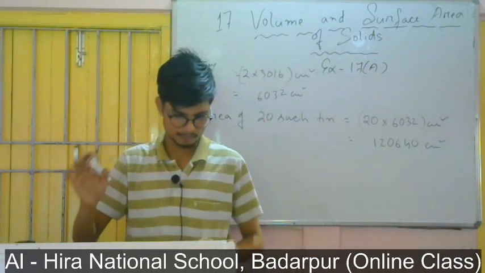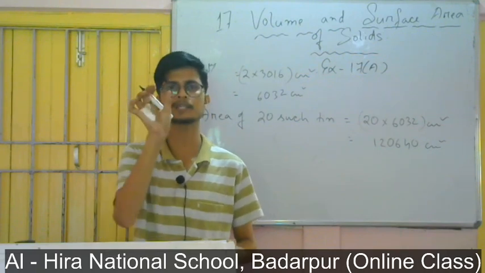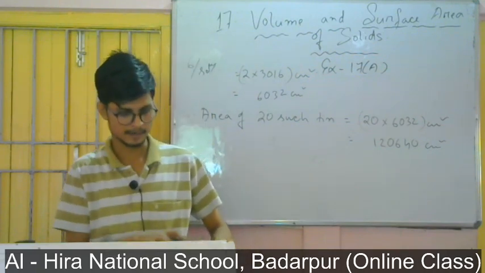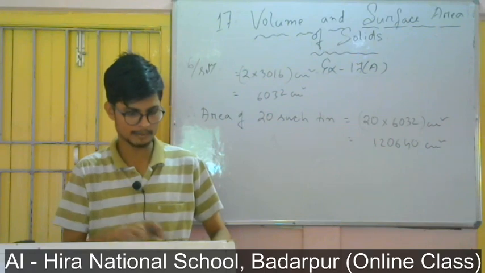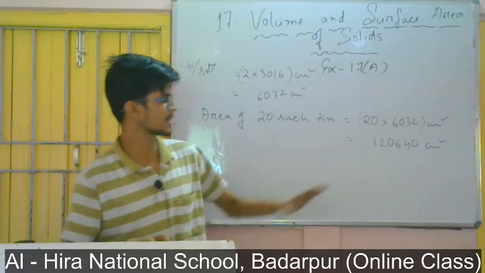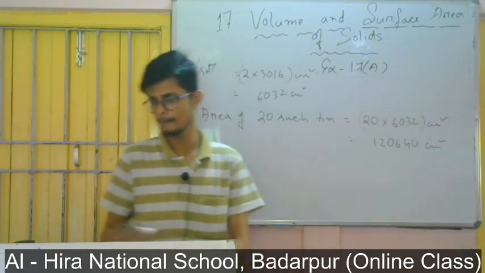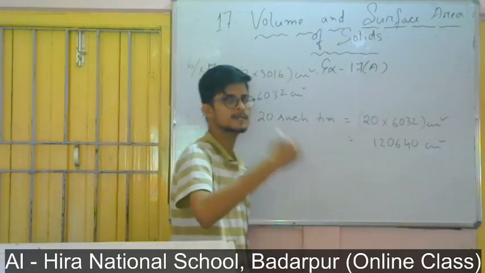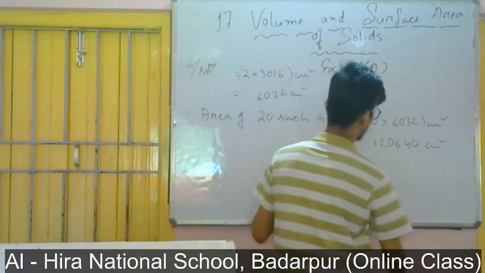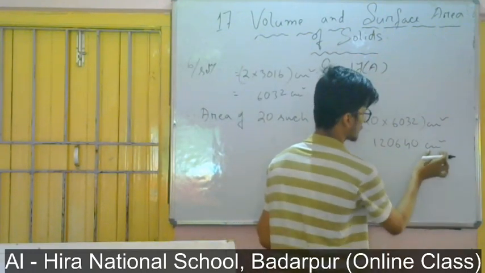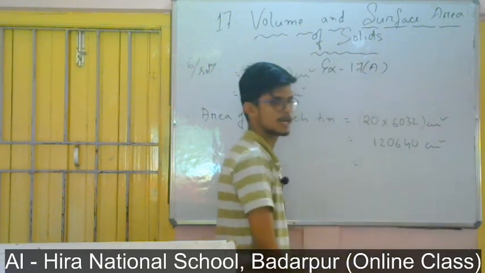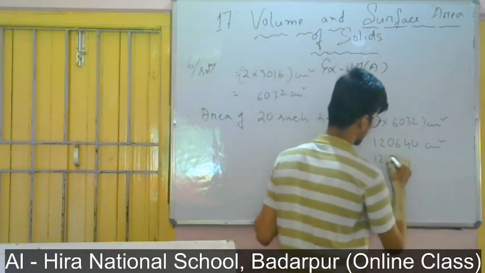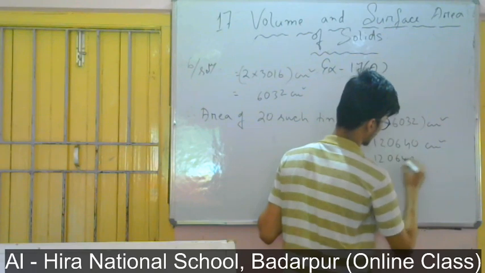Now you see one thing: the answer that I have got is in centimeter, but in the last part, the cost of 1 square meter is rupees 10. That means I have to convert this into meter, and to convert from centimeter to meter we divide the number by 100. Here it is centimeter square, that means I have to take 100 two times.